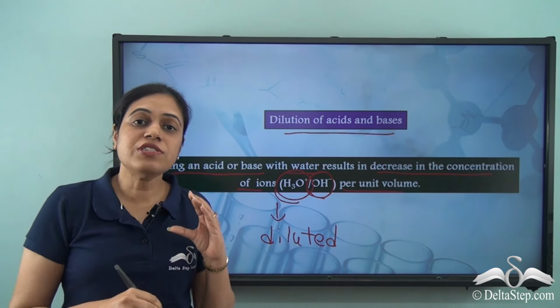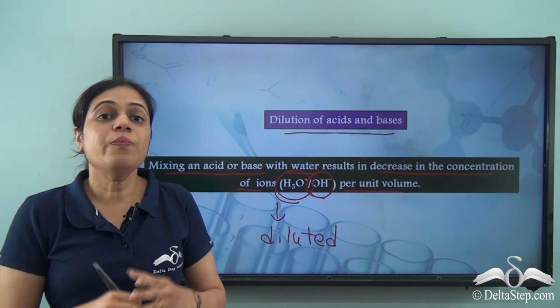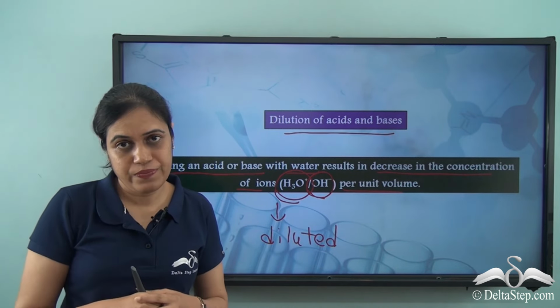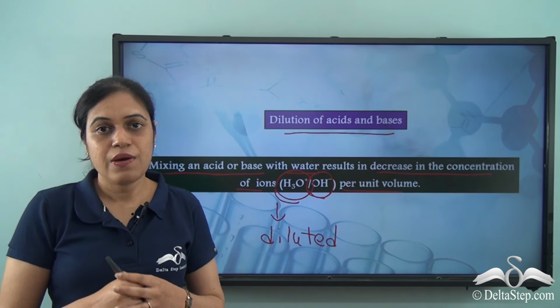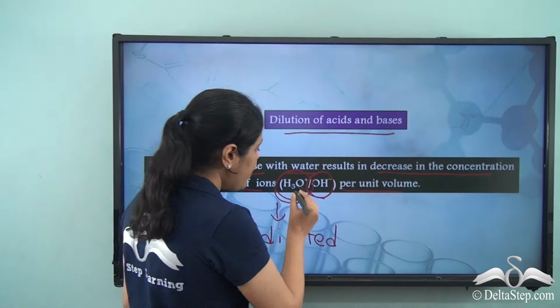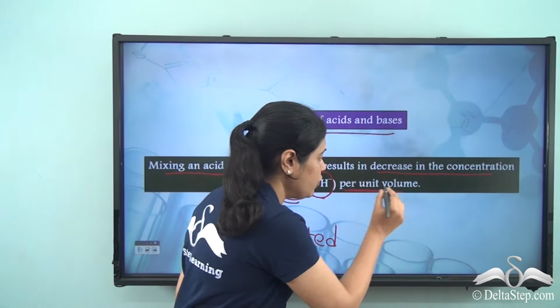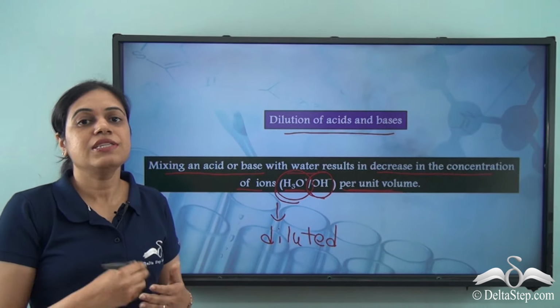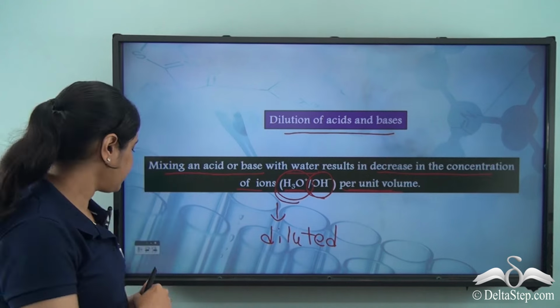So if you take concentrated sulfuric acid and you mix it with water, then we get dilute sulfuric acid, because the number of H3O+ ions per unit volume decreases. Same goes with any alkali or base.